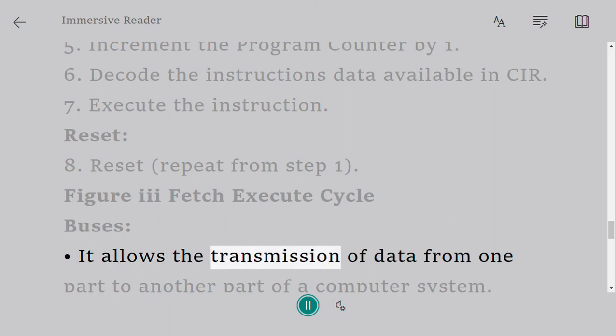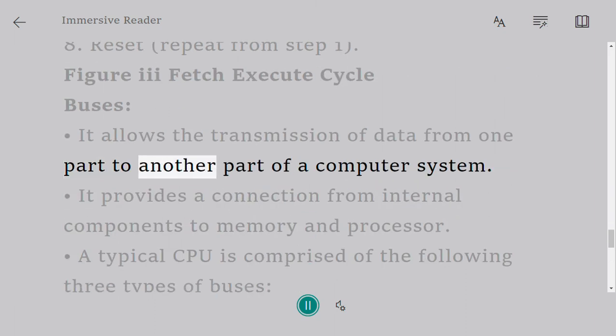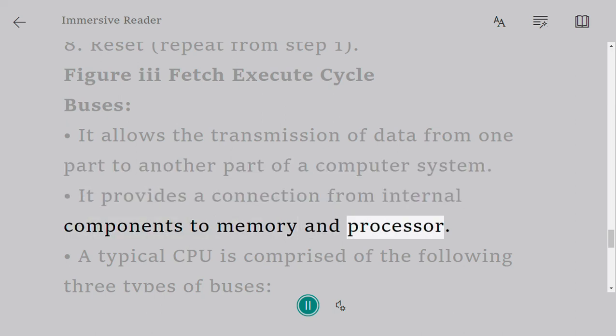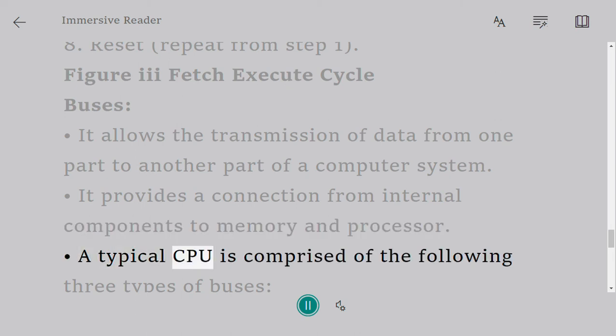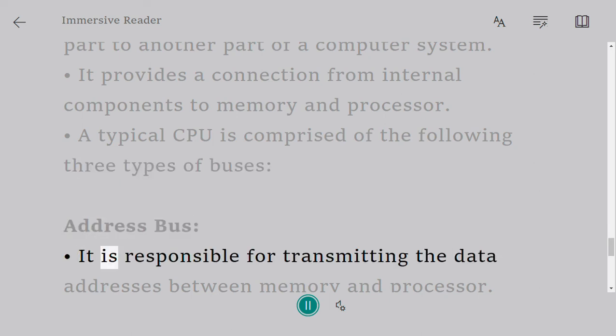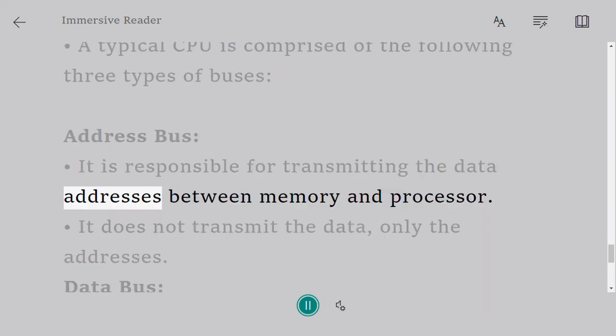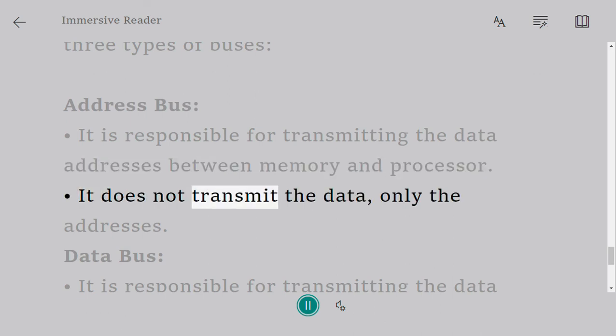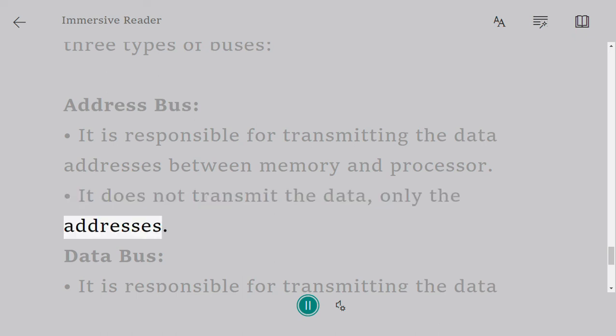Buses. A bus allows the transmission of data from one part of a computer system to another. It provides a connection from internal components to memory and processor. A typical CPU comprises the following 3 types of buses. Address bus. It is responsible for transmitting the data addresses between memory and processor. It does not transmit the data, only the addresses.